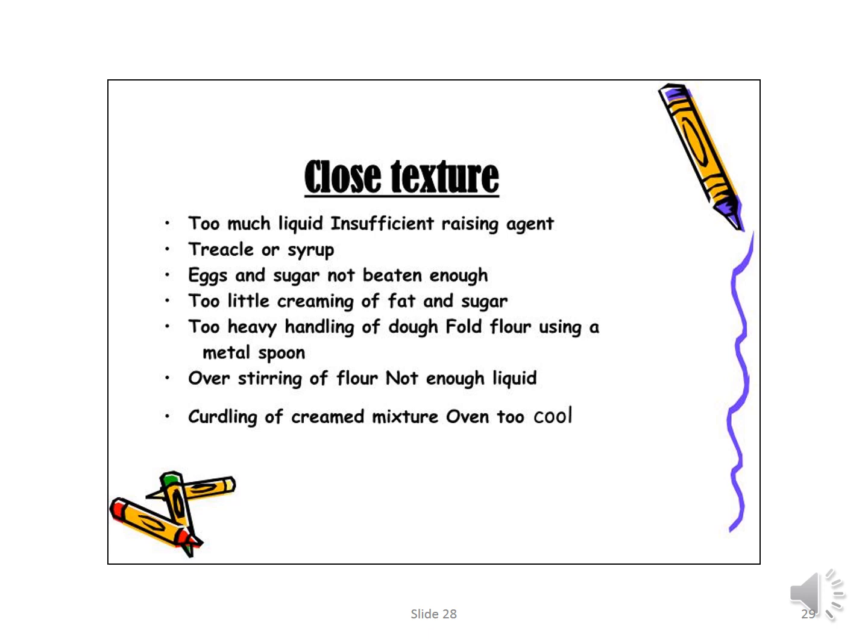Close texture of the crumb can be because of an insufficient amount of leavening agents, or creaming of eggs and sugar has not been done properly. Fat and sugar should be creamed properly, and then eggs should be added one by one and mixed. If too heavy handling of the dough has been used, then also you will find close texture of the crumb. Always fold the flour using a metal spoon or a wooden spoon and fold gently by the cut and fold method. Over stirring of flour in the mixture should not be done, and only add enough liquid. Don't overdo it. If curdling of the creamed mixture has happened, or if the oven is too cool, you will find close texture in the cake crumb.